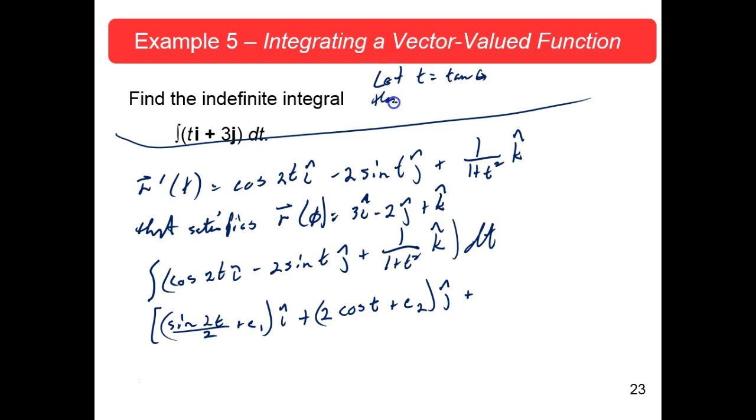Then t squared, of course, will be tangent squared theta, right? And 1 plus t squared would be 1 plus tangent squared theta, right? And what is 1 plus tangent squared theta? That's secant squared theta. So 1 plus tangent squared theta is equal to secant squared theta. All right, so we've got that carried as far as we can.